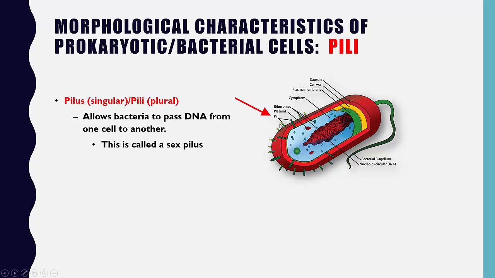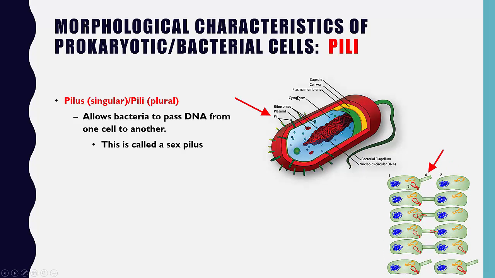They are hollow tubes and they allow DNA to pass from one bacterial cell to another during sex. Okay, so if one bacterial cell loves another bacterial cell very, very much, what they might do is pass some of their DNA in the form of a plasmid through the sex pilus into the next recipient bacterial cell. So this is called a sex pilus. All right. So here's another illustration, and you can see the plasmids that are made.